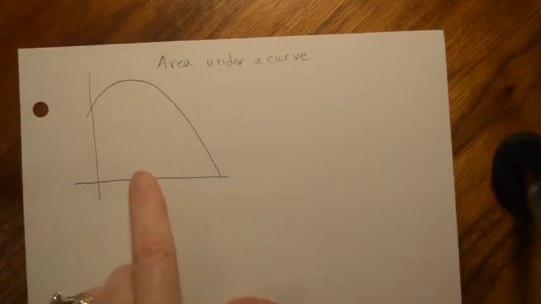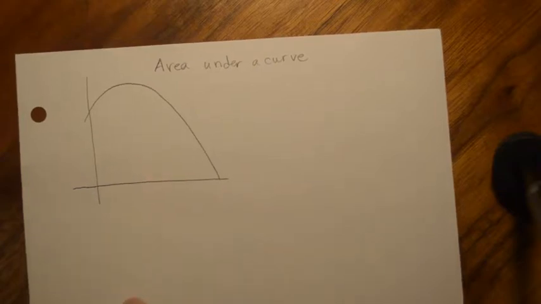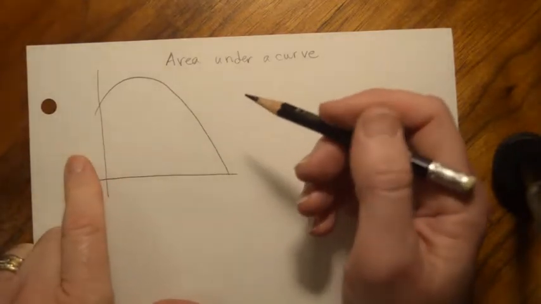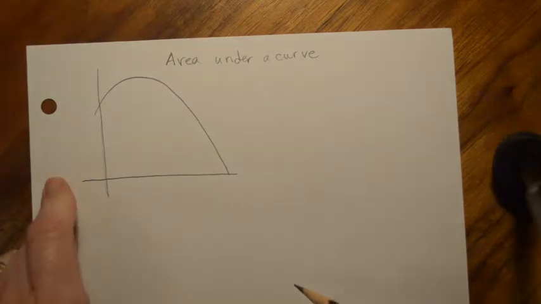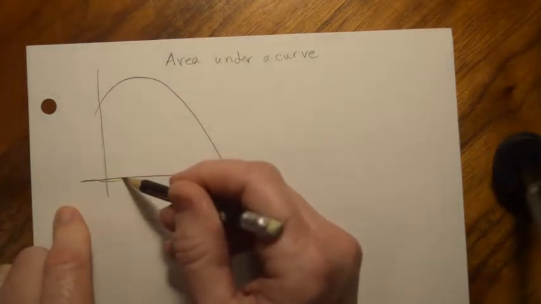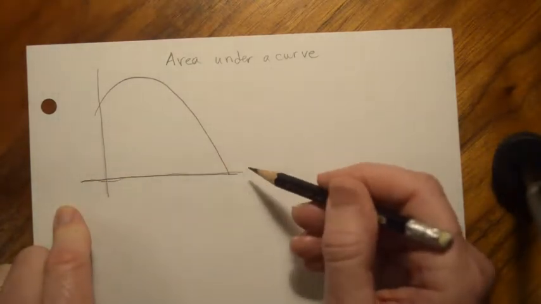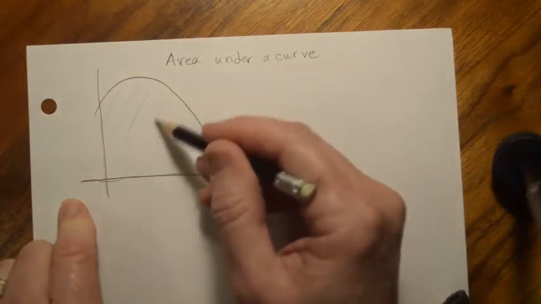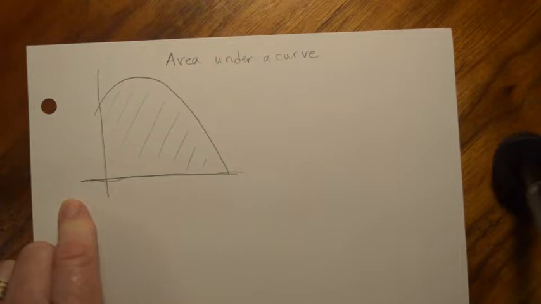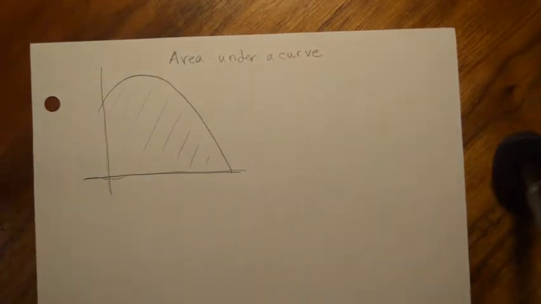So for example, if I give you a function like this, and I say find the area under the curve that's bounded on the left by the y-axis, on the bottom by the x-axis, and then just where it intercepts there. So I would ask you to find the area under the curve right here. Right, that's what we're going to do with integration.